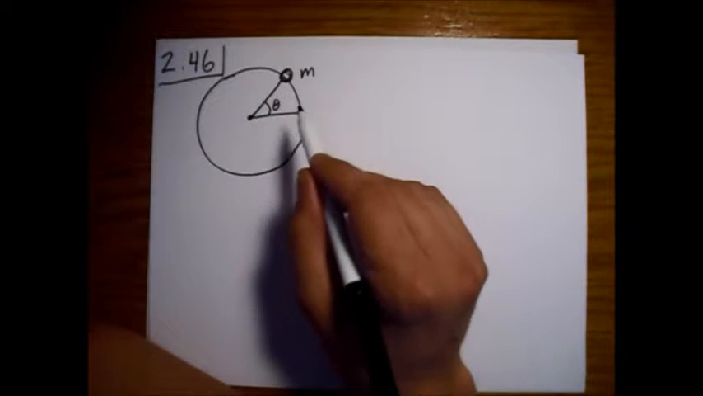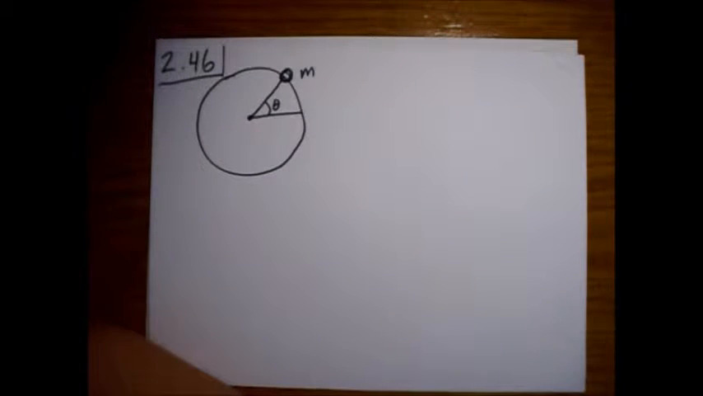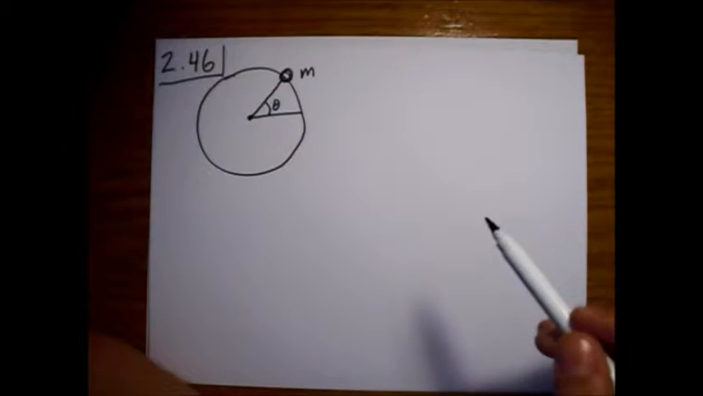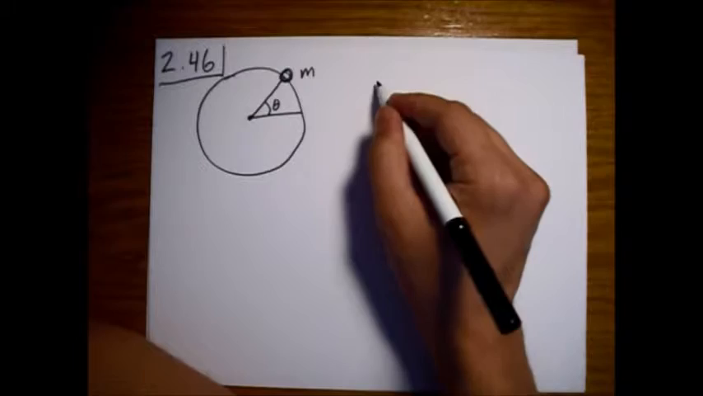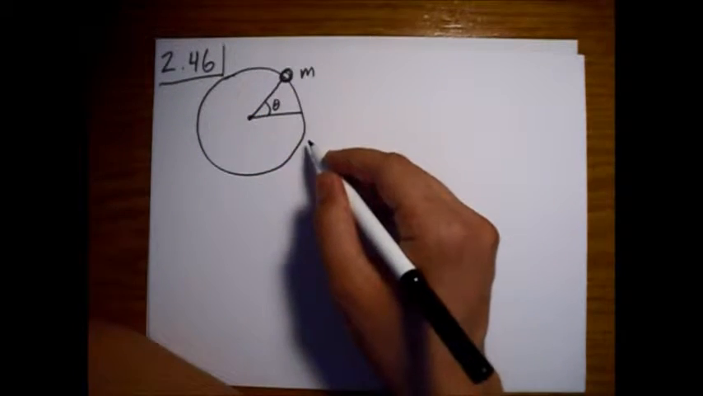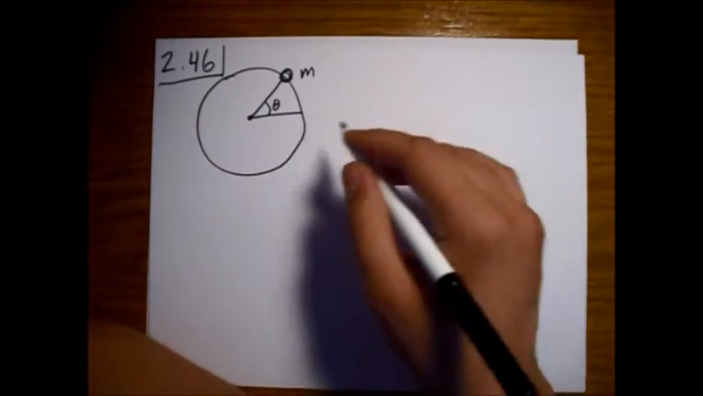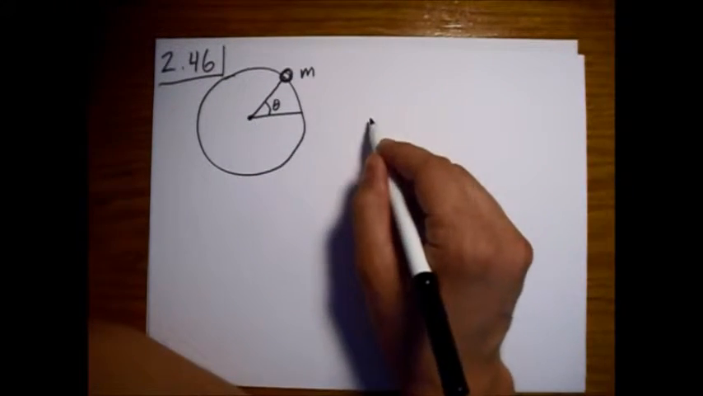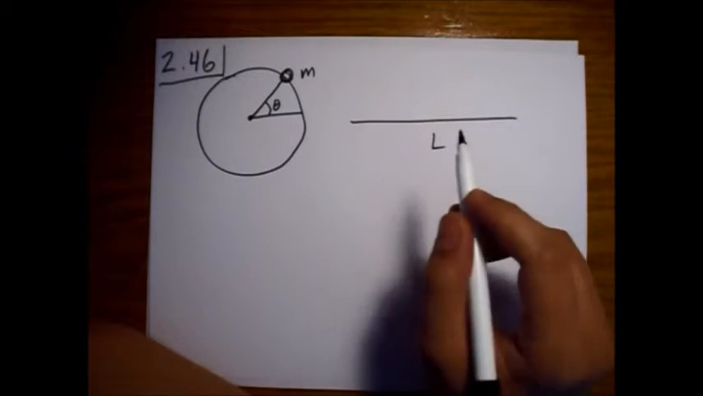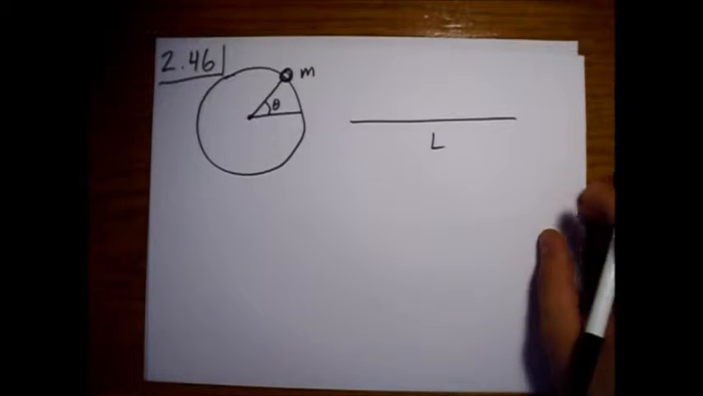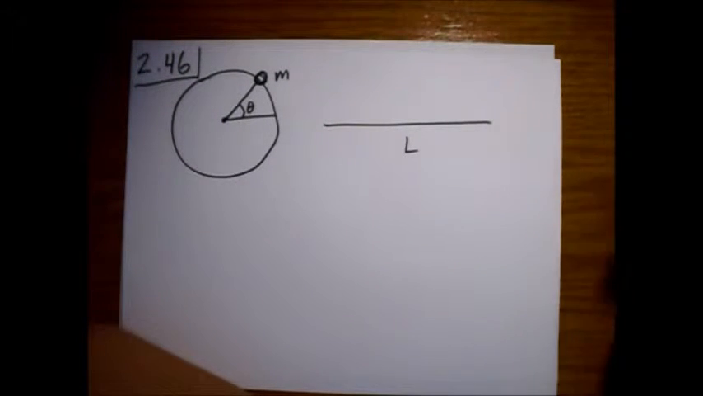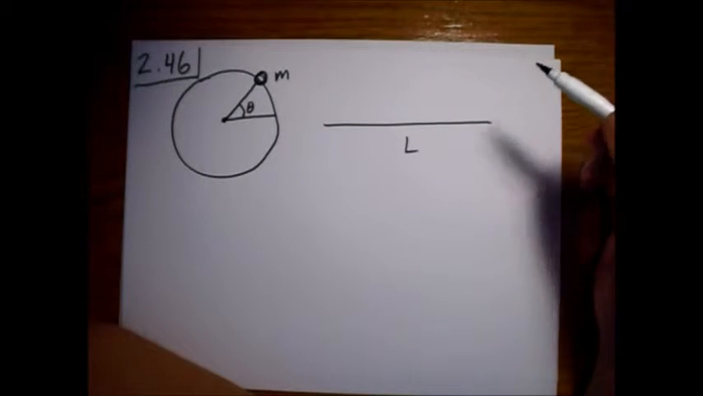The way Griffiths has this set up is he gives it to us in terms of L, so big L, which is the circumference of this loop of wire or constraint, whatever. So you can imagine if we were to stretch this out, we would have a length of big L.